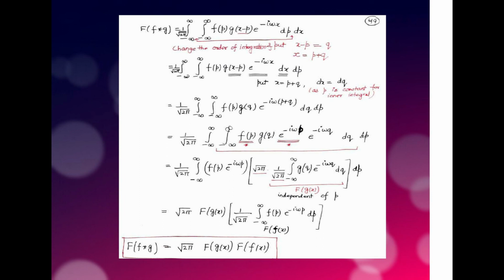Now step 2, change the order of integration. Here limits of integration are constants, minus infinity to plus infinity, so we can just interchange the order by replacing dx and dp. So we have now the second expression. Now we go to step number 3, substitution method.